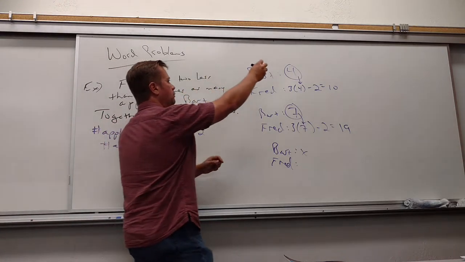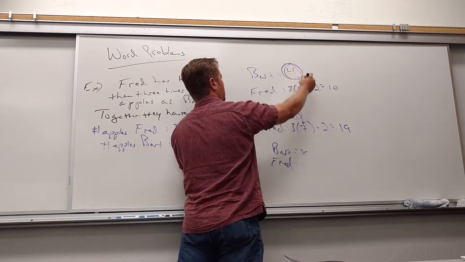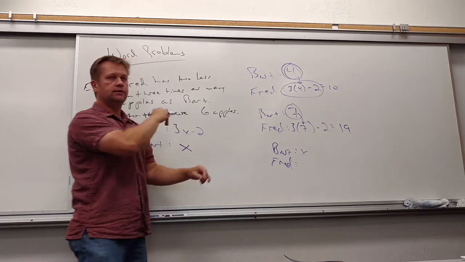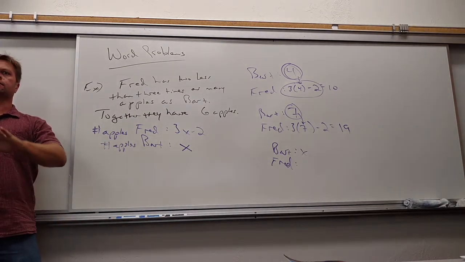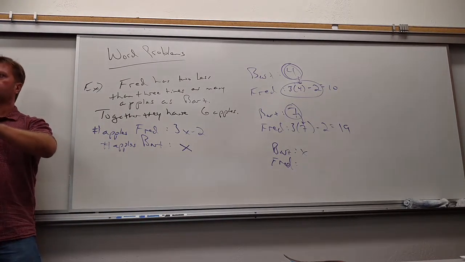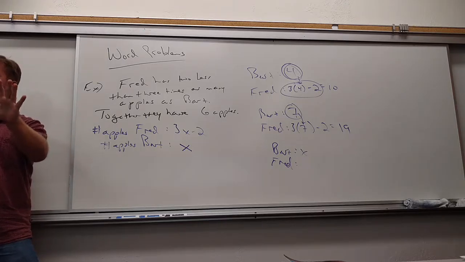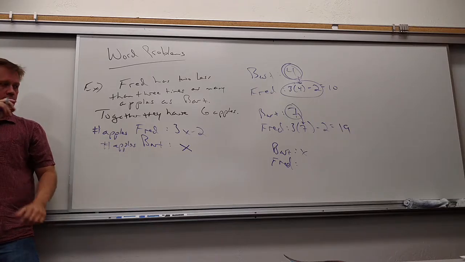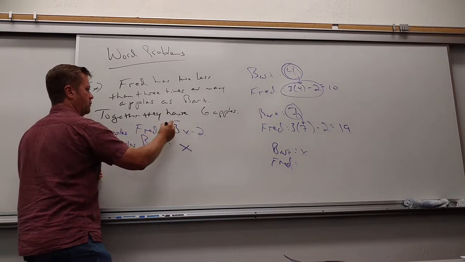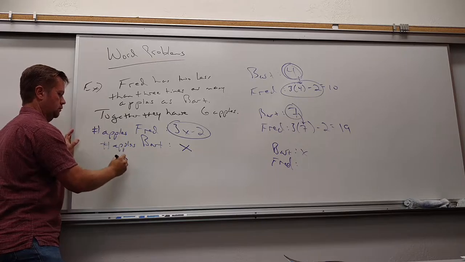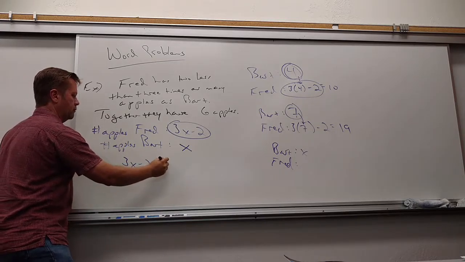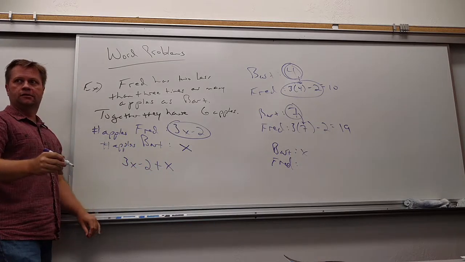But what's got to happen? What did we just do? However many Bart has plus however many Fred has has to equal 6. I like it. Some of you are bored currently, and that's awesome. If you're cool with word problems, you're going to love this section. If you are not, you want to be paying some good attention. So I have to take however many Fred has and add it to however many Bart has.